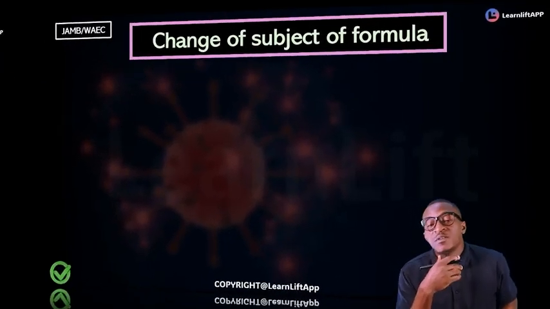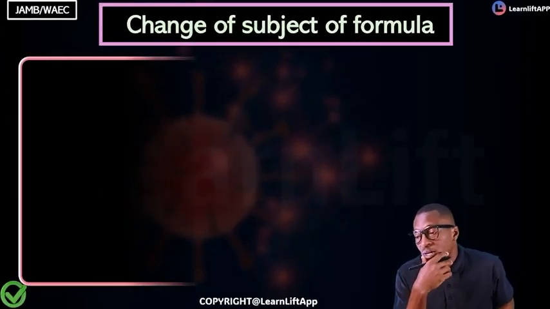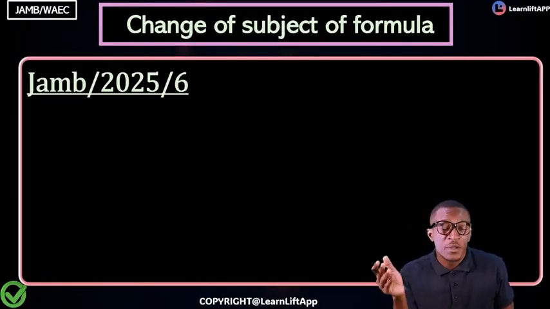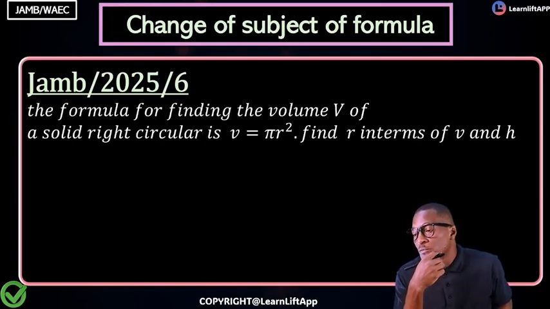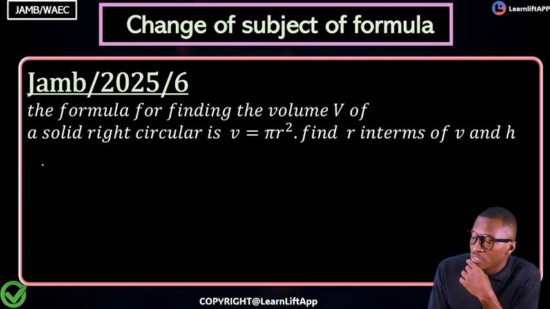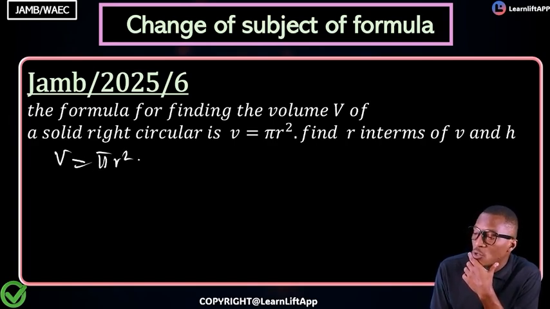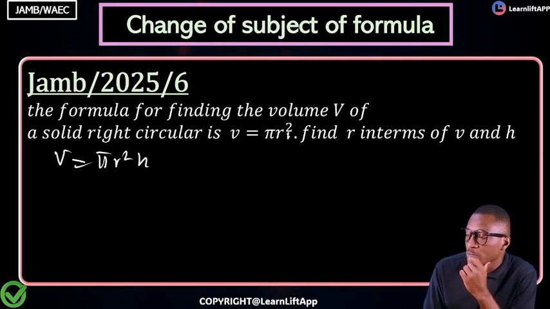So quickly again, we're still giving another question. That's in JAMB 2025 number 6, but it was a different batch. Now we're given the formula for finding the volume of a solid cylinder: V is equal to pi r squared h. Find r in terms of V and h. So what they mean is that V is equal to pi r squared h. So there's an h here.